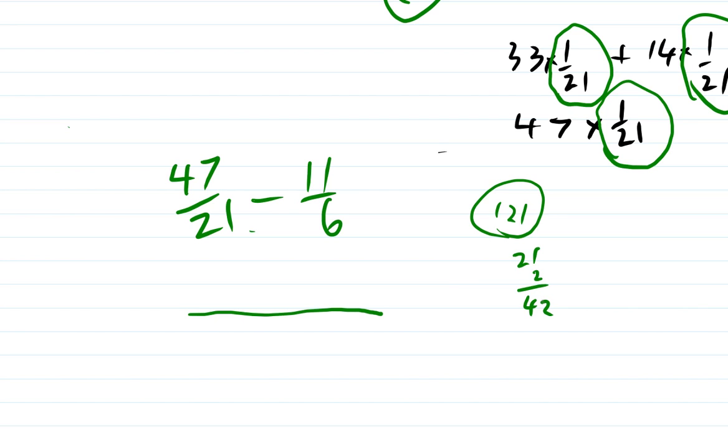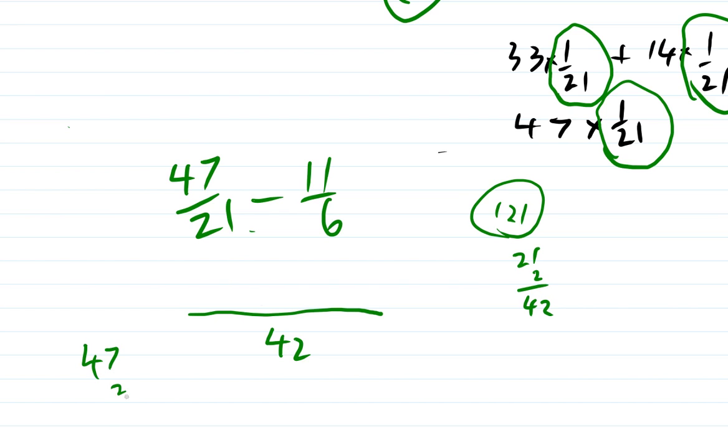21 by 2, I get 42. Can 6 divide directly into 42? Let me see, 6 5s are 30, 6 6s are 36, 6 7s are 42. Right, it can. So the LCM of 21 and 6 is 42. Alright? And then you can say 21 into 42 goes 2 times. 2 times 7.